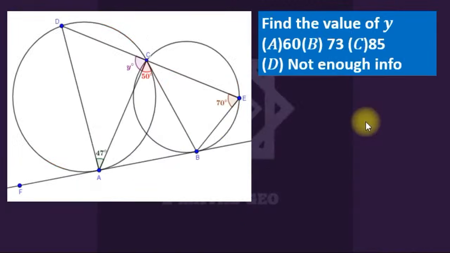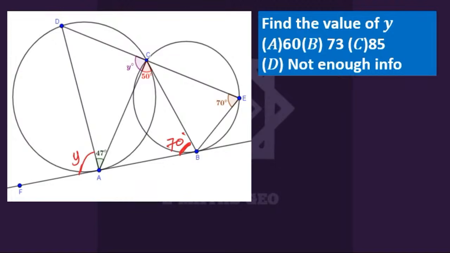We're asked to find the value of y. So as you can see, I have two circles. Since I have a tangent line here, this is 70 by alternate segment theorem, and also this is y. This is a tangent line AF, so this is also y by alternate segment theorem. So what do you notice? We have a triangle CAB, interior angles 50 and 70, while we have exterior y plus 47.